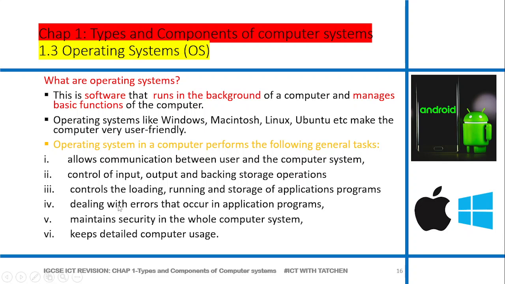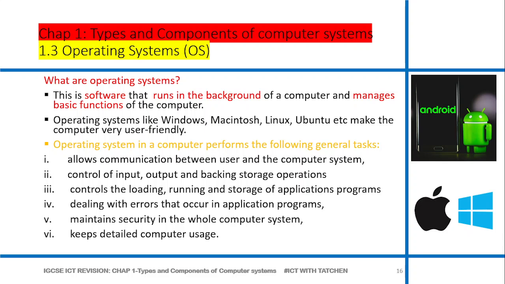Thirdly, your operating system helps in controlling the loading, running, and storage of application programs. So if you want to install, let's say, Microsoft Word or Office, it will be the operating system that will help you to do that. If you want to download something online, it's all controlled by the operating system.